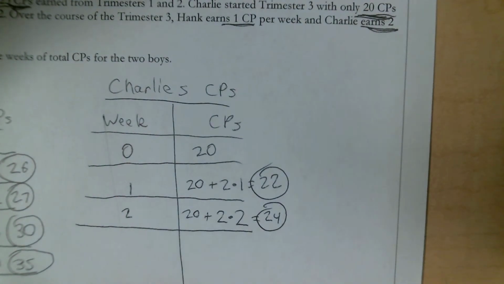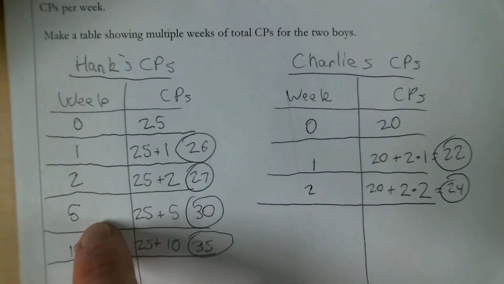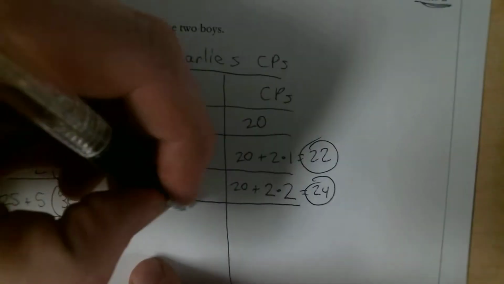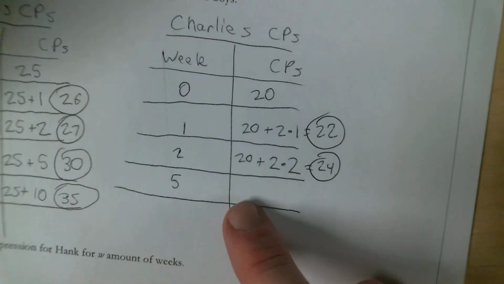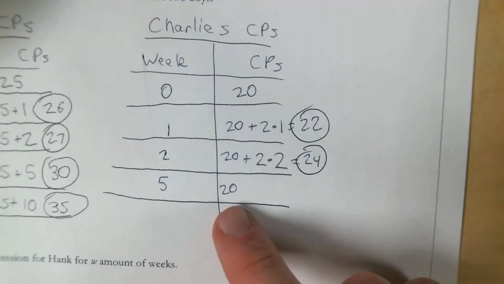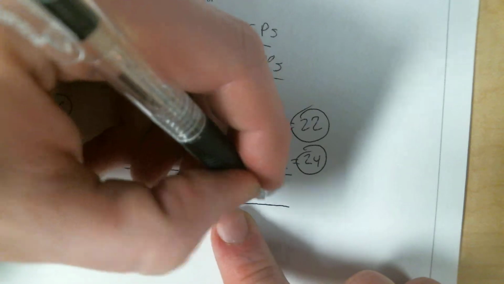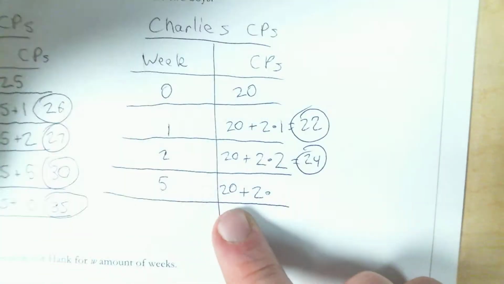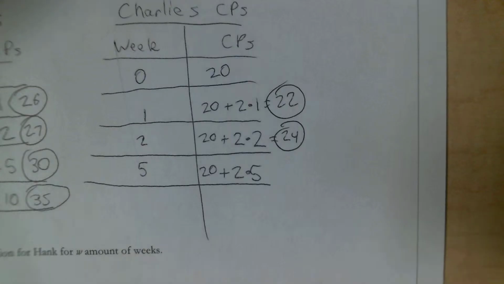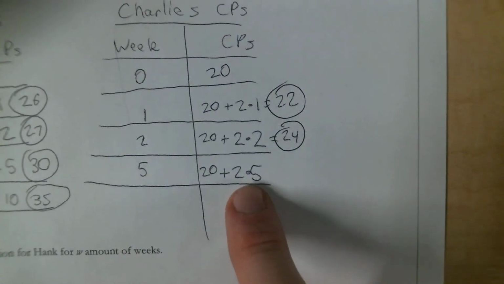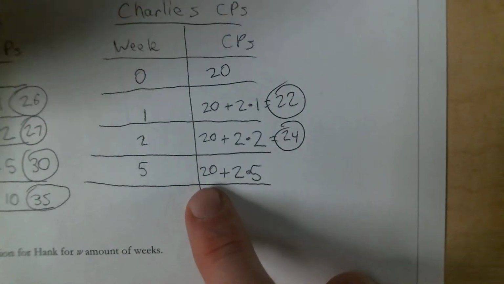Let's jump up just like we did over here. Over here we want 1, 2, 5. Let's try that with Charlie. So at 5 weeks, that means now Charlie's got 20 CPs plus 2 CPs per week, right? Now it's been how many weeks? It's been 5 weeks. So 2 times 5 is 10, and 10 plus 20 is 30.